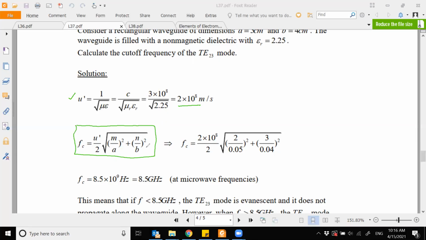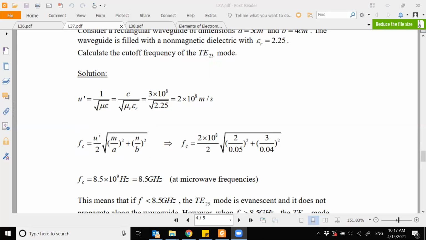So U dash over 2 times the root of M over A squared plus N over B squared. Here M is 2 and N is 3. A is given as 5 centimeters, but we always put it in meters, so you have to unify the units. So it is 0.05 meters and B is 0.04 meters. If you substitute here, you get the cutoff, which is 8.5 gigahertz, which is in our microwave frequency.